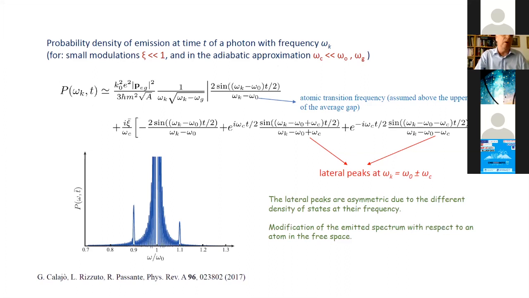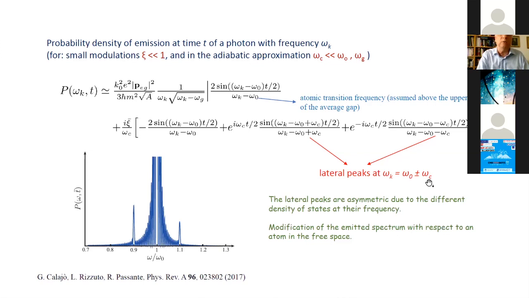spectrum of the radiation. The first term is the same that we obtain for a static photonic crystal, and then we see that there are three more terms. In particular, the last two have denominators in this form: omega k minus omega 0 plus omega c, and the second with minus omega c. These denominators give two lateral peaks at frequency omega k equal omega 0 plus or minus omega c.